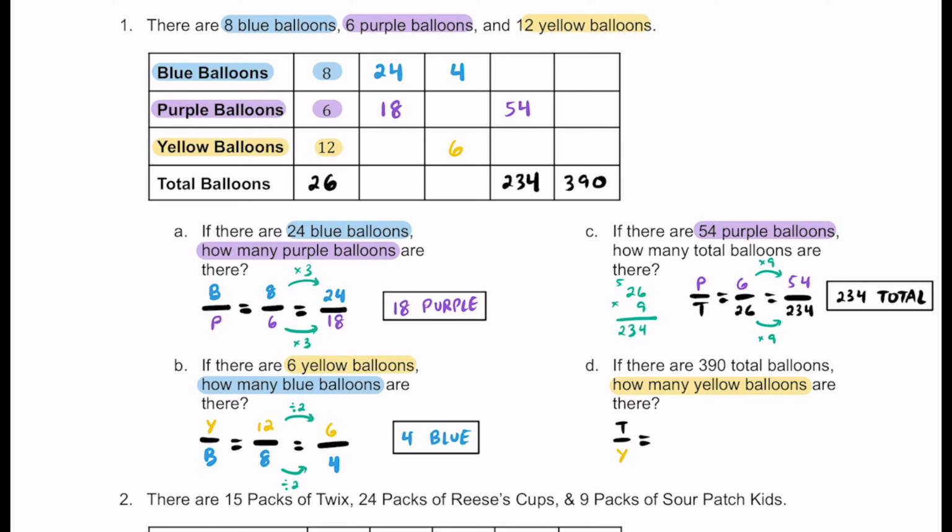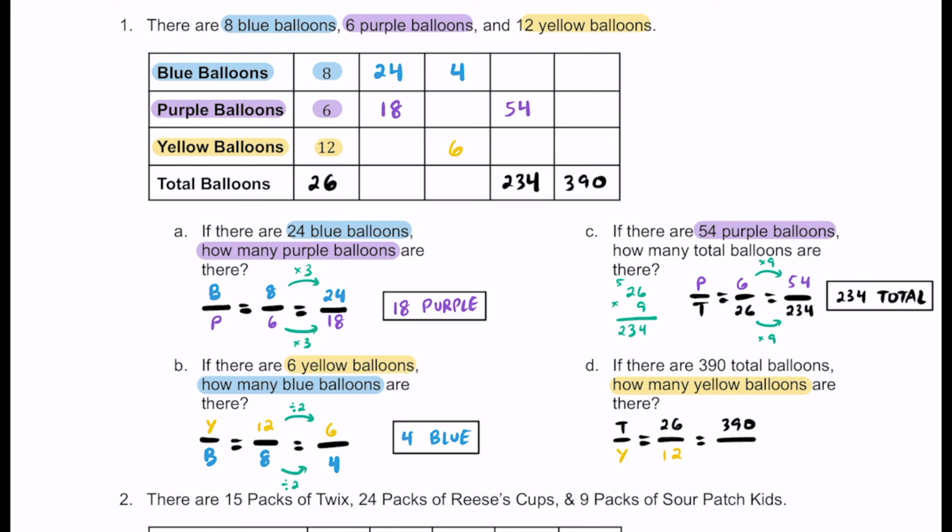But what was the original ratio? Well, if we go from total to yellow, it's 26 to 12. So 26 original total balloons to 12 that were yellow. But now we're seeing that there are going to be 390 total balloons. So let's put 390 on top and see if we can figure out how many are going to be yellow. Okay, so we need to figure out how does 26 become 390.